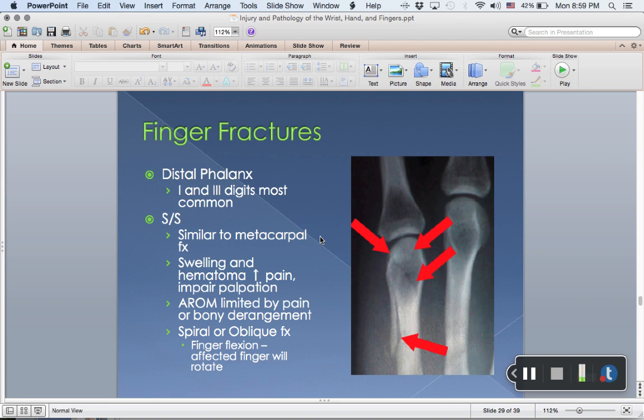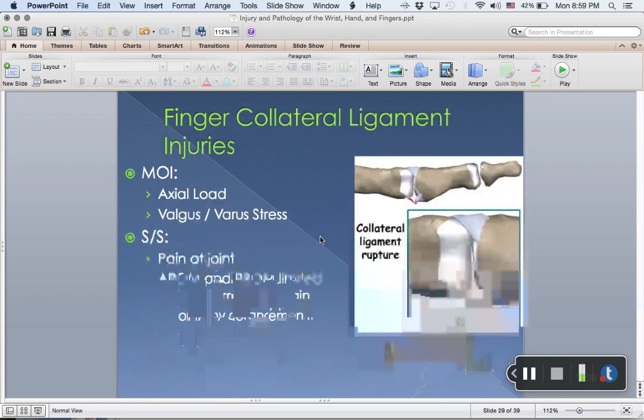So spiral or oblique fractures. With finger flexion, the affected finger will rotate. Again, like it sounds, with a spiral fracture, you might be able to see that their knuckle is twisted and doesn't line up with the rest, or their DIP and PIP joints. So you kind of look and compare, and a lot of times they'll look and be like, "That's not what my finger looked like before. Something's not right." Again, we get an X-ray to rule that out.